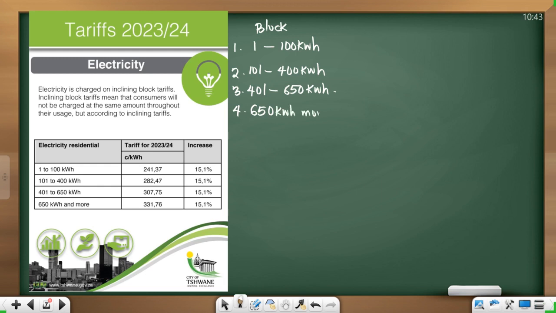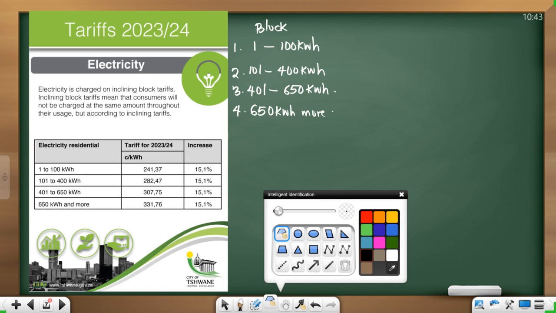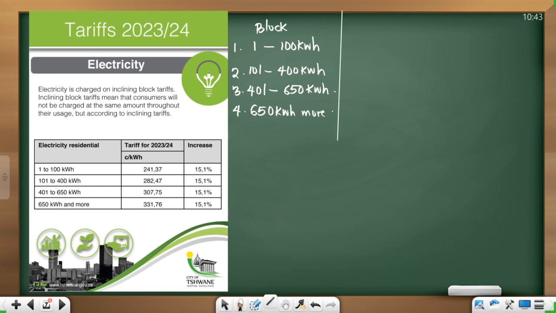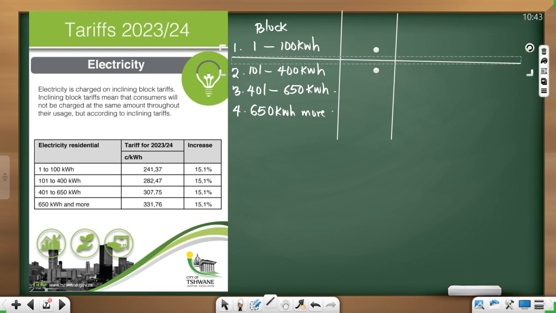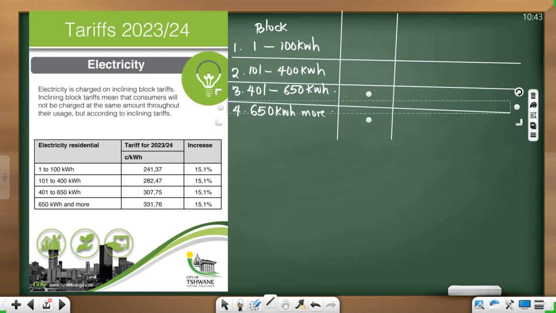Now, it is important for you to calculate what you are allowed to use per block. In the first block, it says 1 to 100. So this is what you do. You calculate the margin in the first block. In the first block, you are billed for 100, so the maximum you can use is 100. How did I get that 100? 100 minus 1.